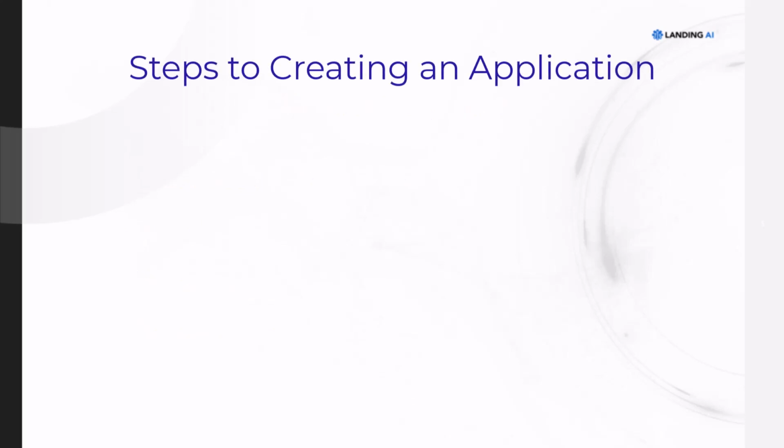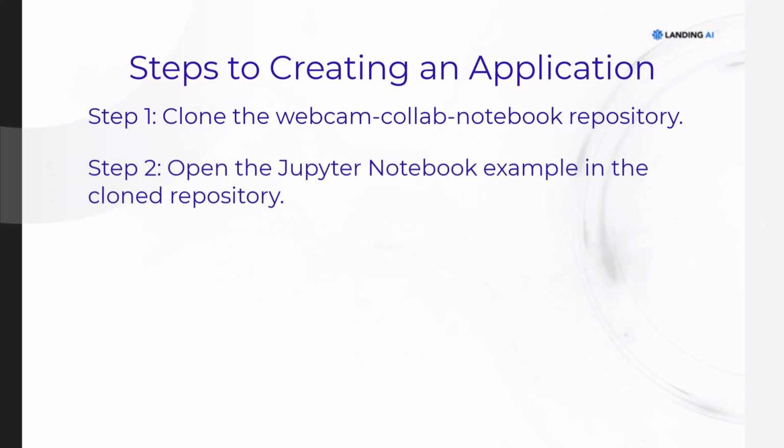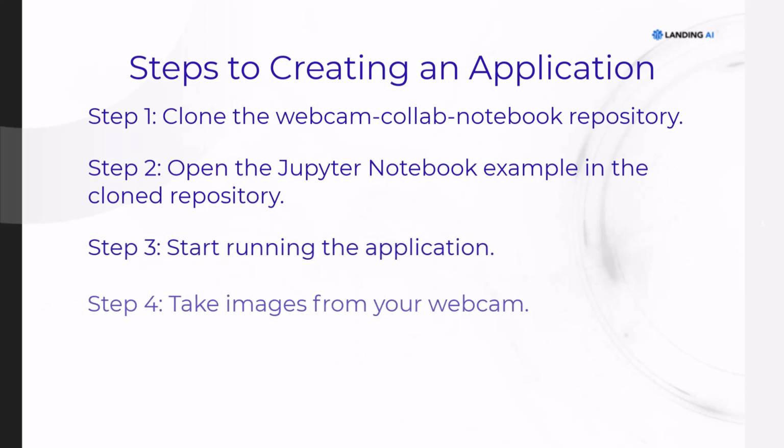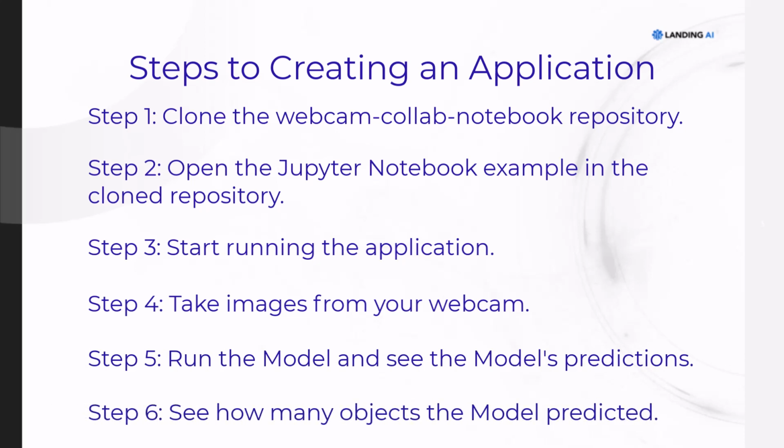At a high level, there are 6 steps to do this. Step 1. Clone the Webcam Collab Notebook repository. Step 2. Open the Jupyter Notebook example in the cloned repository. Step 3. Start running the application. Step 4. Take images from your webcam. Step 5. Run the model and see the model's predictions. And finally, step 6. See how many objects the model predicted.